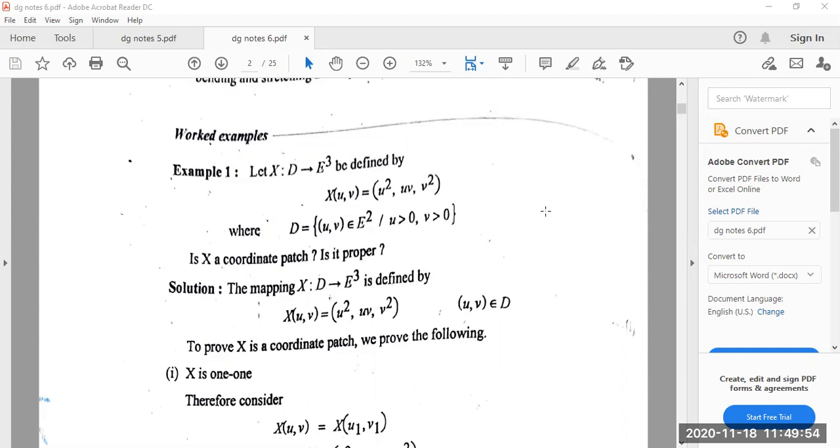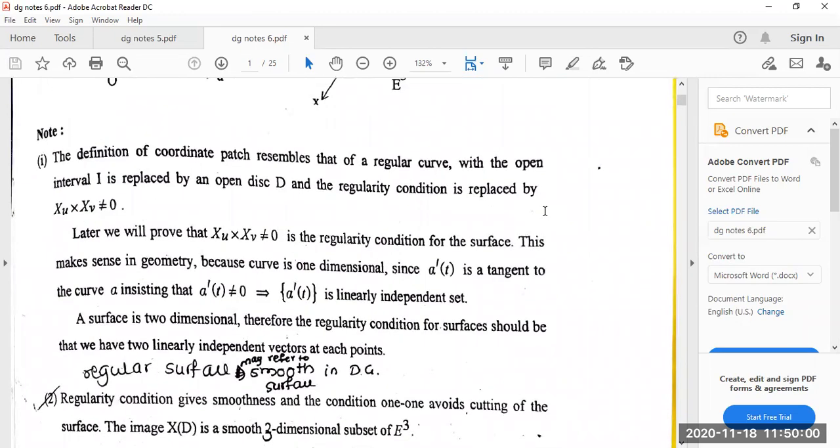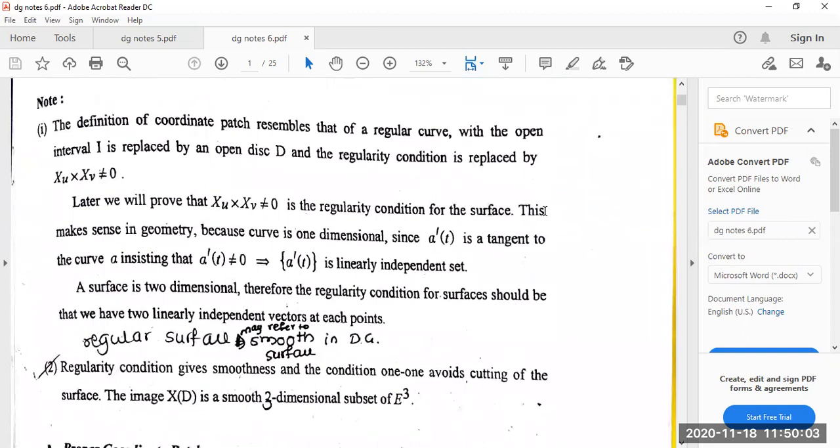Okay, so here you can see this. The condition of regularity ensures that the curve is smooth, and the condition of X being 1-1 avoids the cutting of the surface. That is, whatever the x of t we are getting, it will be a smooth three-dimensional subset of E3 space. Correct? So whatever image we are going to get, it will be a continuous one.